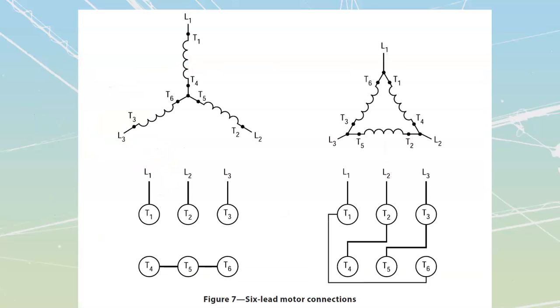Okay, that was my 3-lead. I just connect the leads directly onto the lines. The next one that I'm going to have is going to be my 6-lead motor connections. And my 6-lead motor connections are going to be a dual voltage motor. So what we're commonly going to see is 2 different values off here. Let's go with this one here.